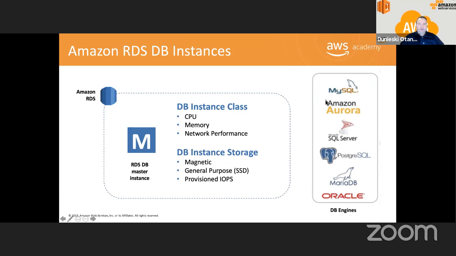Now, these are the six engines that RDS supports. Don't forget this. This is very, very important. The only one that belongs to Amazon is Amazon Aurora. The other ones are third-party database systems: MySQL, Aurora, SQL Server, PostgreSQL. This is super popular. I have used it so many times. And MariaDB, Oracle. Those are the six engines that RDS has.